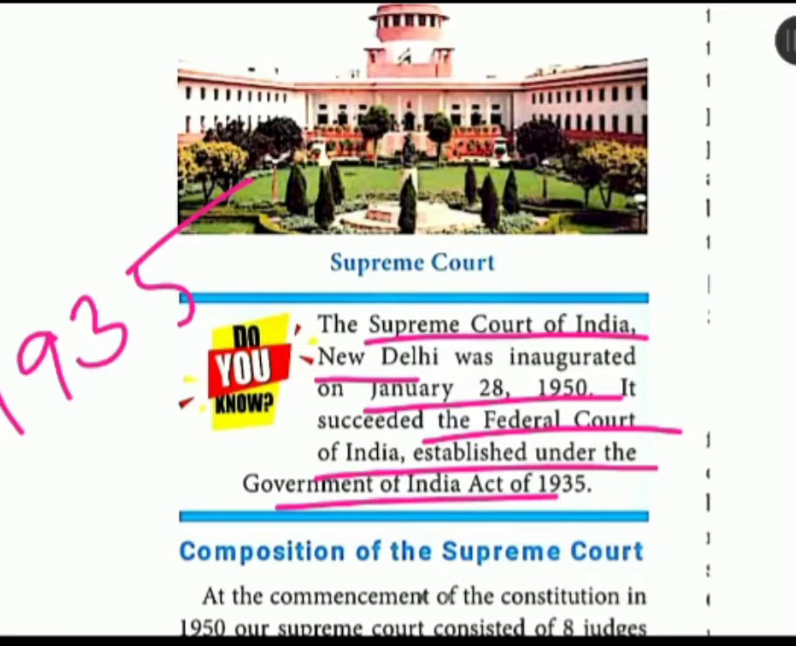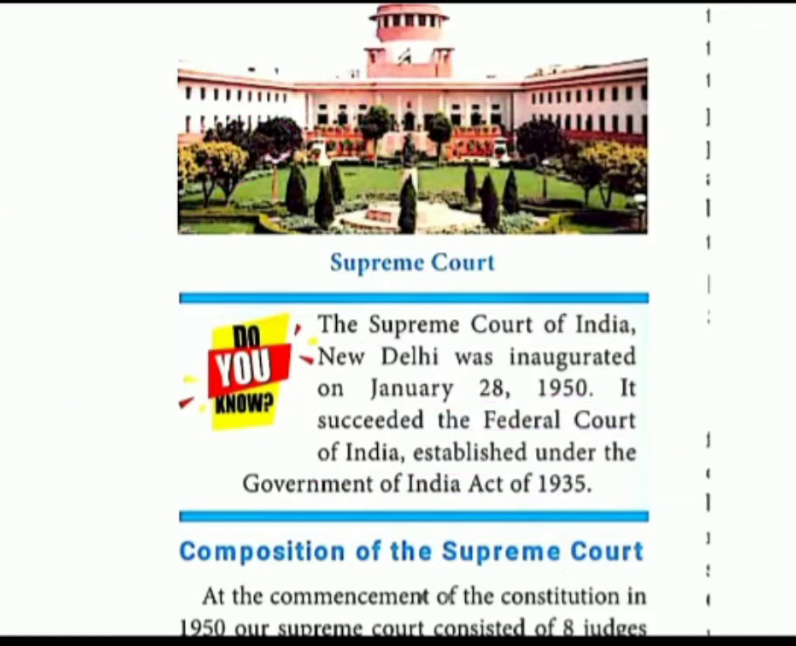It is located in New Delhi. It was inaugurated on January 28, 1950. Okay, children. Then the composition of the Supreme Court. How many judges are there at present? 34 judges are there at present in the Supreme Court.